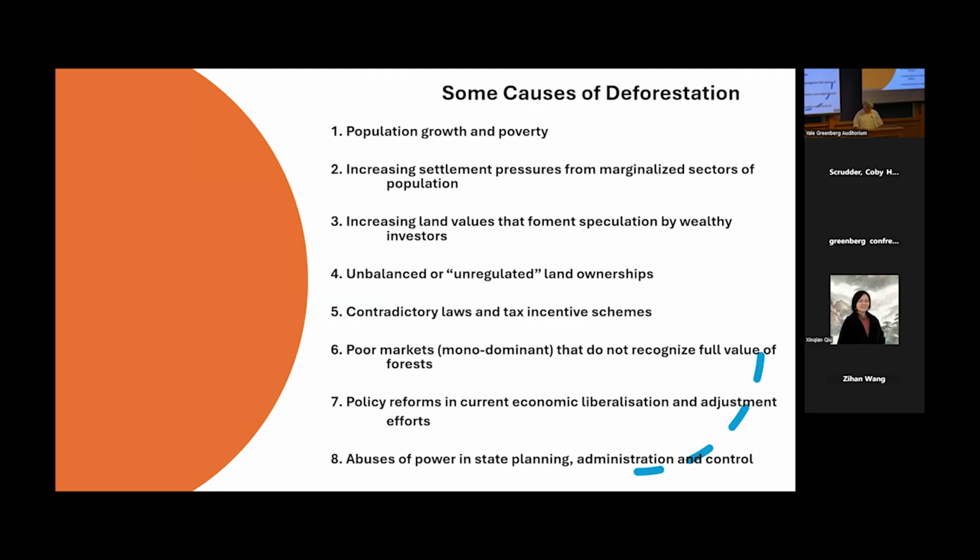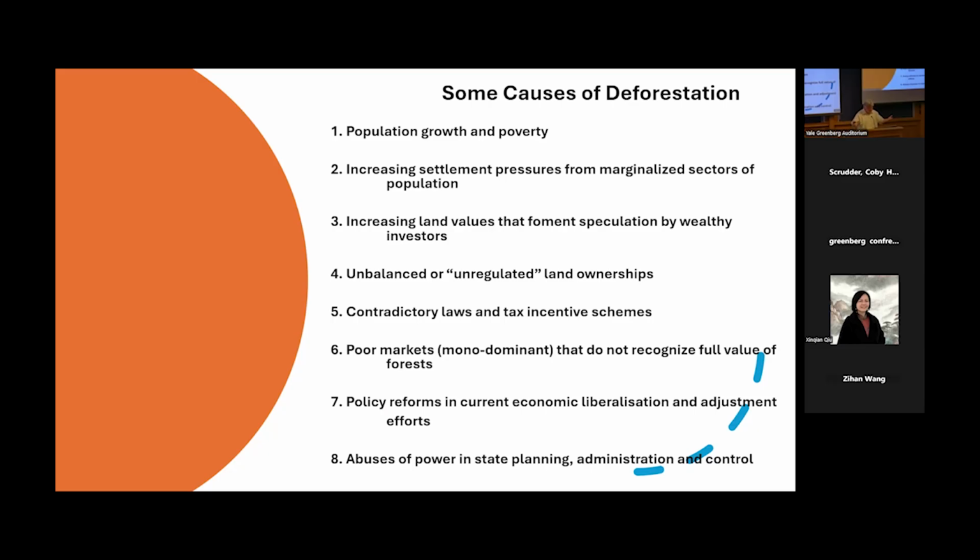So there are a lot of problems that wood as a source for your interests is facing in forests. Because in many places in the world, wood is in a very unstable social circumstance with population growth, increasing settlement pressures, increasing speculation of land value in forests, unbalanced, unregulated land ownership, contradictory tax regulations that promote land conversion and deforestation over reforestation, poor monodominant markets, poor policy reforms in terms of economic liberalization, which promote the conversion of forests to often marginal agricultural systems, and abuses of power. That's all going on. And that's not good for you guys, because you want a stable source of wood. So wood has its problems when you think about this.